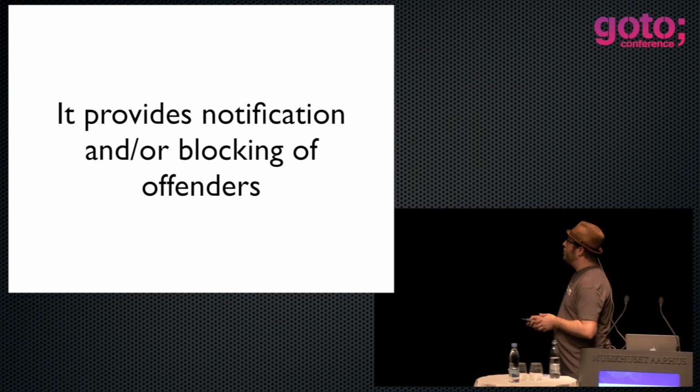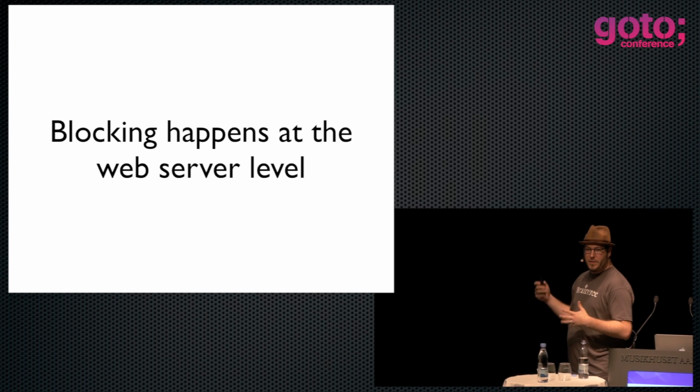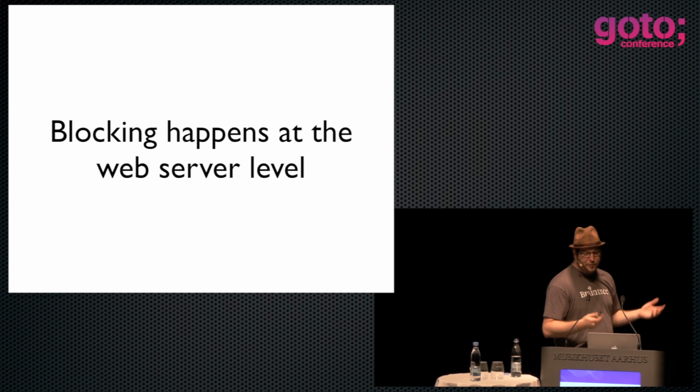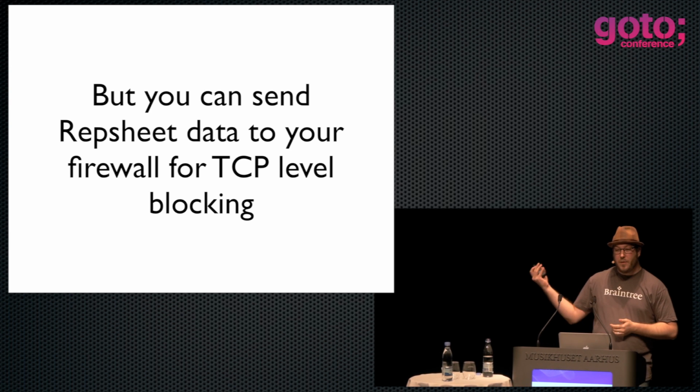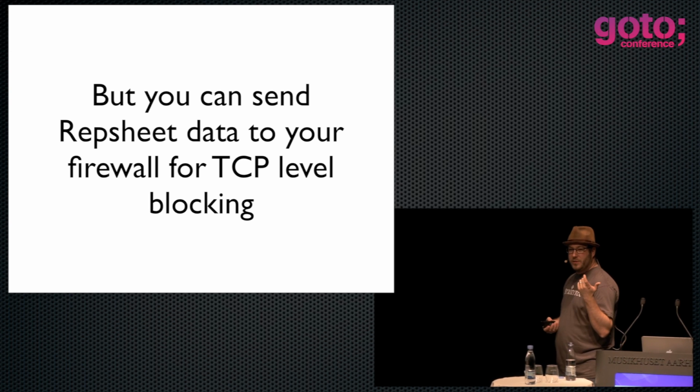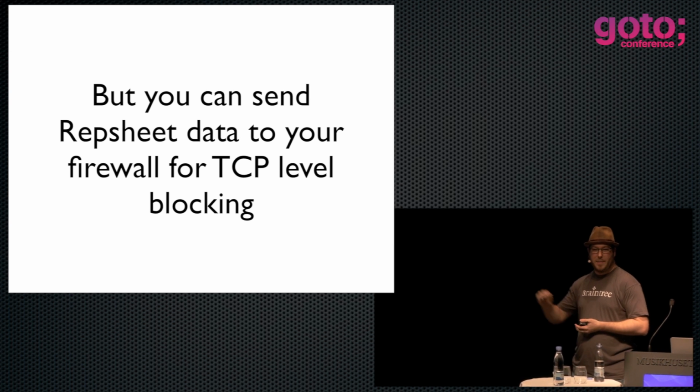In this particular example, blocking happens at the web server level, right? The RepSheet module will block inside the web server. And that's the 403 instead of the actual firewall. But since that Redis database is open, you can actually write a small script. There are plenty of tools like ipset that help you update iptables on the fly.